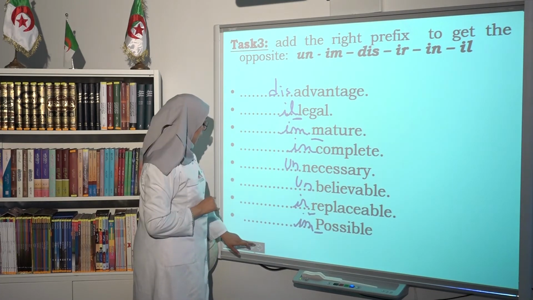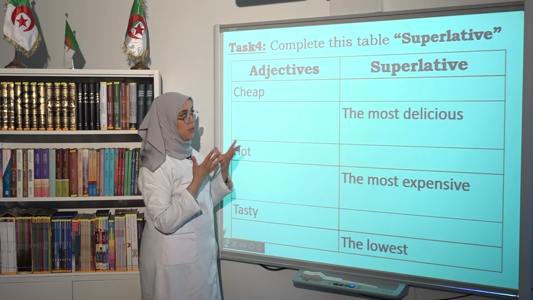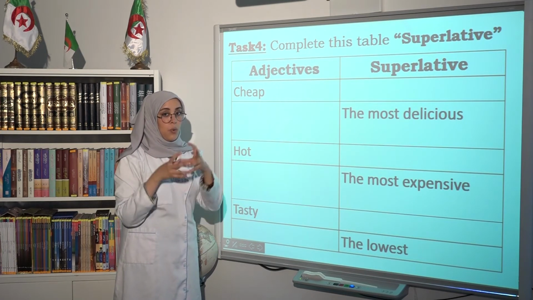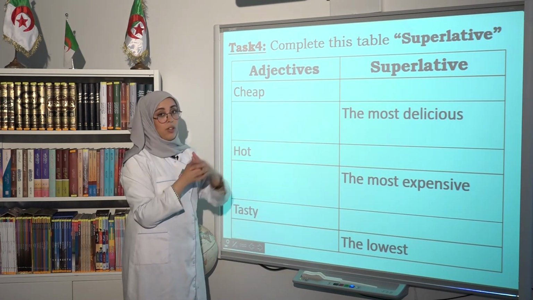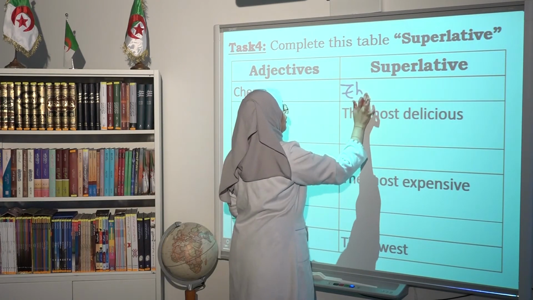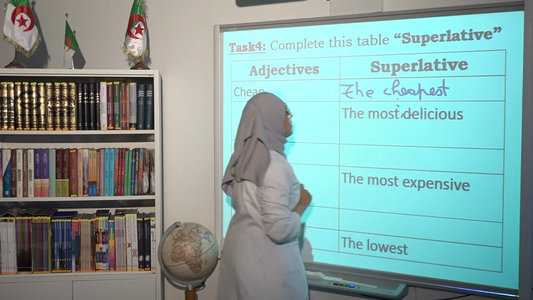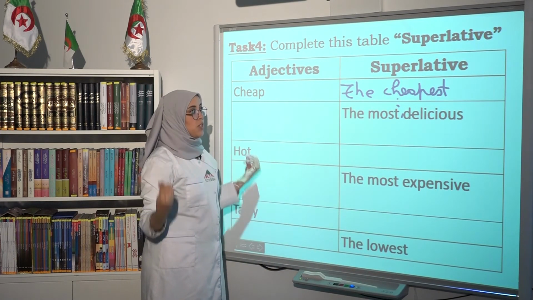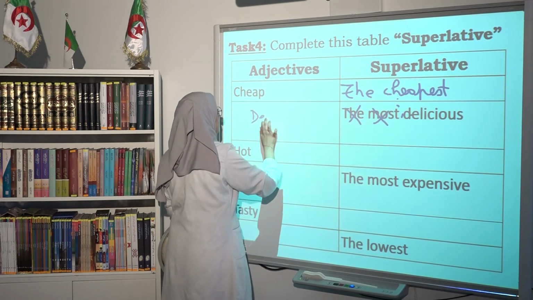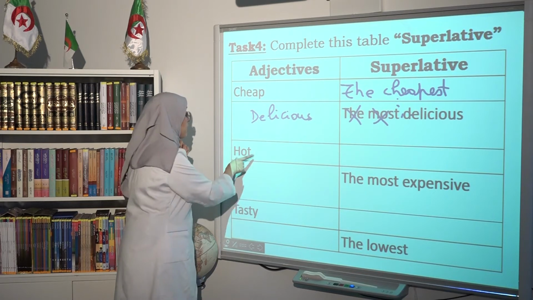Okay? Right? Now, complete this table, the superlative form. Remember the superlative form? What did we say? We said whenever we have a short adjective, "the" short adjective "est". Whenever we have a long adjective, "the most" and the long adjective. Let's complete this table together. Cheap, the cheapest. See, the adjective plus "est". The most delicious, it's a long one. So I cross this one and I write delicious. That's it.